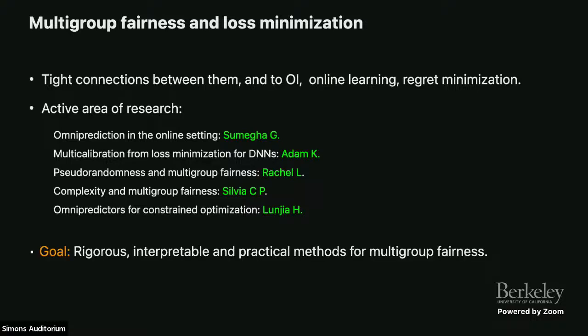And what is the general goal that we as a community are building towards? I think the goal here is to have rigorous, interpretable, and practical methods for multigroup fairness. They need to be rigorous because this is who we are as a community. They need to be interpretable because, as we've seen with differential privacy, users having trust in the notion is very important. And they need to be practical because we do want to impact the world as it is out there.